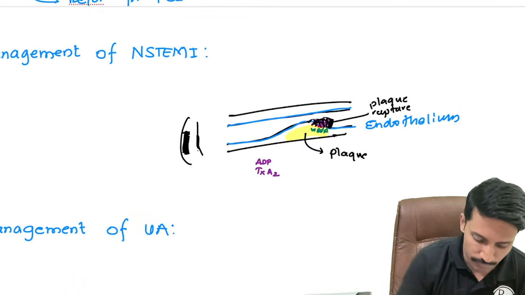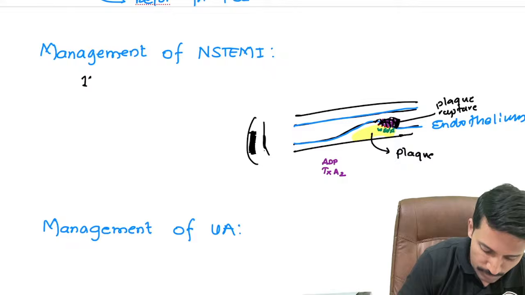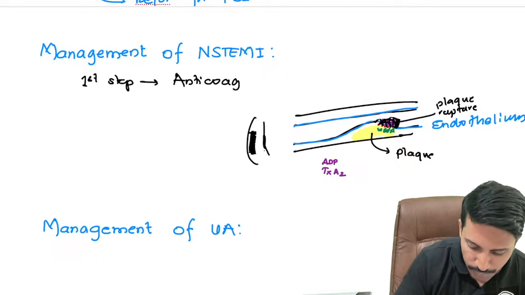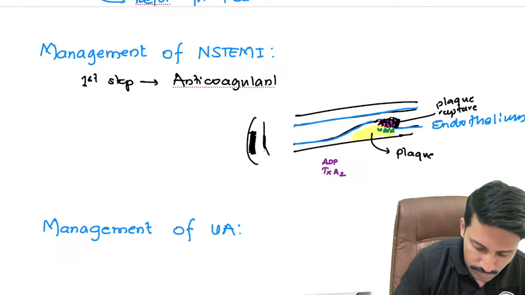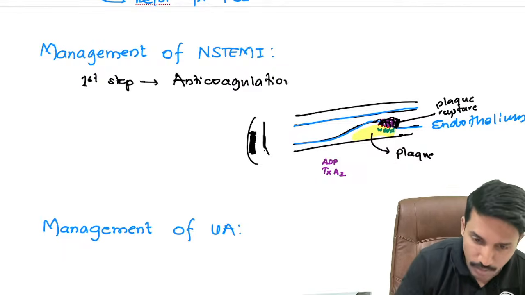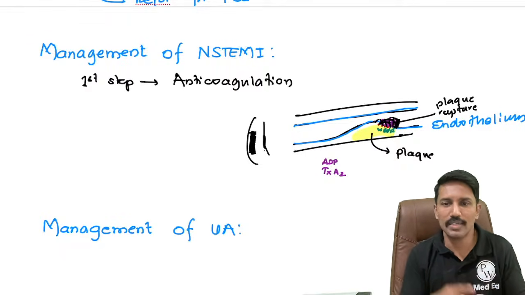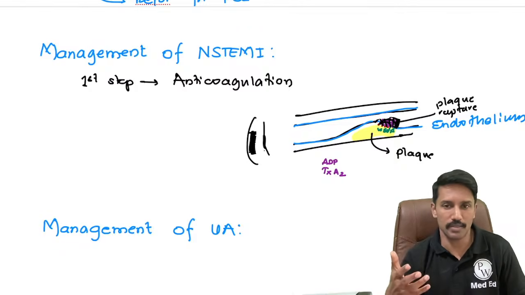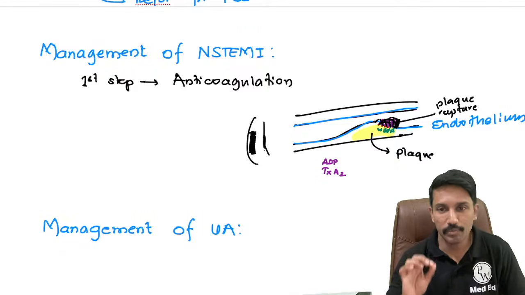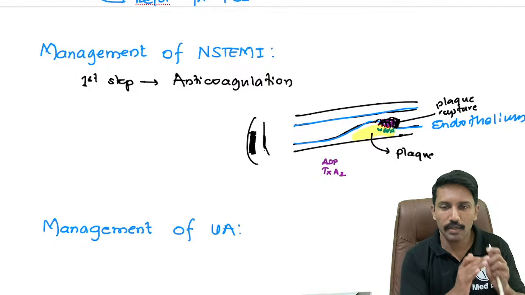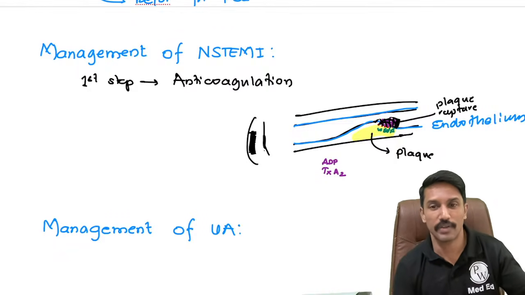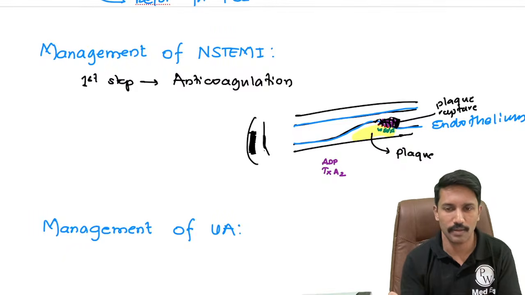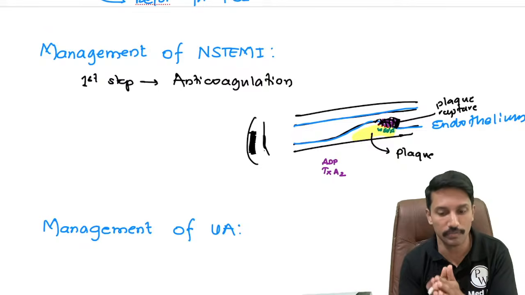That is why in NSTEMI, the first step is always to start anticoagulation. And what is the preferred anticoagulant? Of course, I want this anticoagulation effect as soon as possible. So I can't start warfarin. If I give warfarin today, 4 or 5 days later it will start showing the anticoagulant efficacy, because warfarin acts by blocking vitamin K. Once I block vitamin K, the dependent coagulation factors 2, 7, 9, 10 will not be formed. But whatever 2, 7, 9, 10 is already formed will still be working. Only when they are also cleared from the body will the anticoagulant efficacy come.